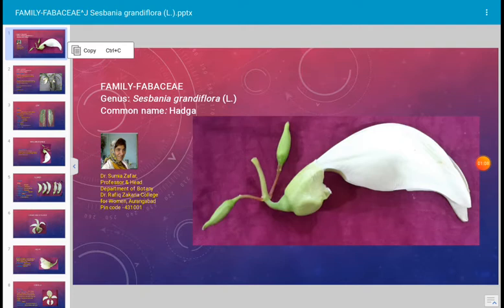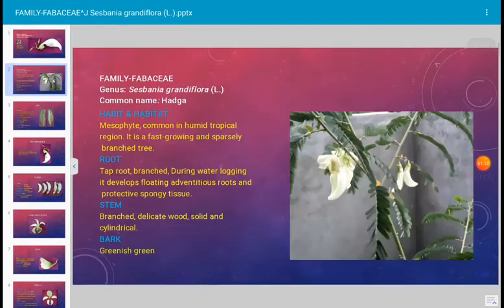It is one of the multi-purpose trees. In India, even in Marathwada, the flowers are used as a vegetable. And besides this, the tree possesses several medicinal properties. Next slide. They have the habit and habitat. It is a mesophyte. What is a mesophyte? That means the tree requires a moderate amount of water, and it grows in several types of soil in India, as we have observed.